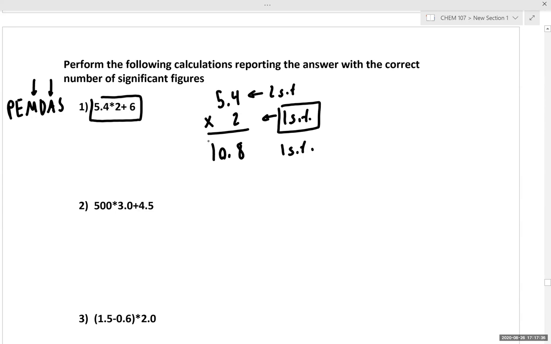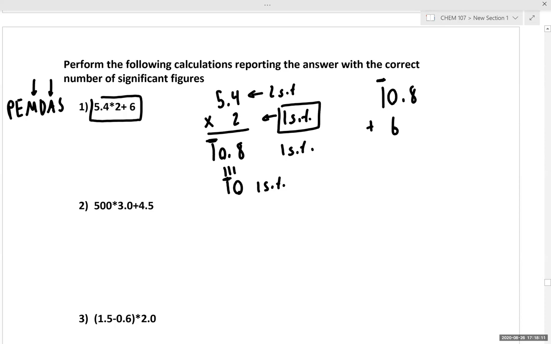However, in this 10.8, only one of our digits is actually significant. So this 10.8, you can think of it in terms of sig figs as equivalent to just 10, where we only have one significant figure. However, we carry through these trailing digits to avoid rounding errors. So now what we're going to do is we're going to add 10.8 with a bar over the 1 plus 6.